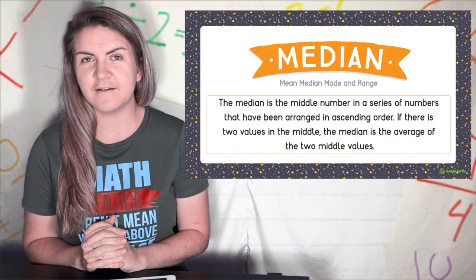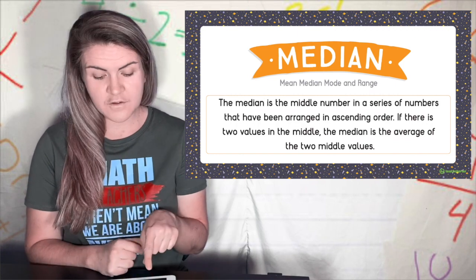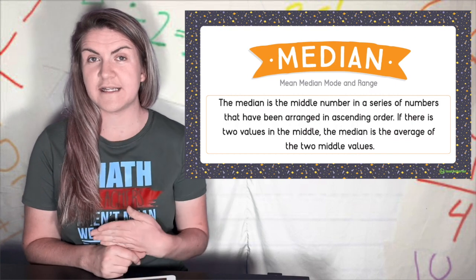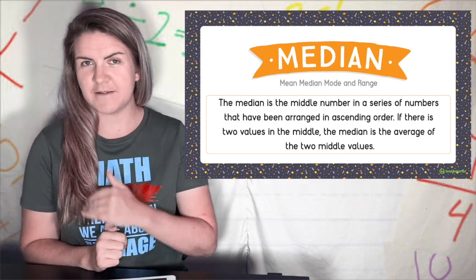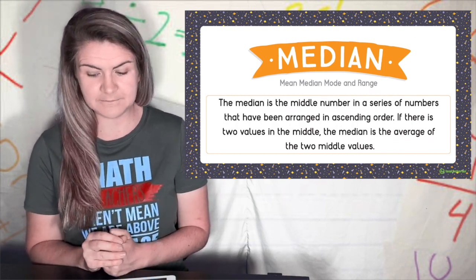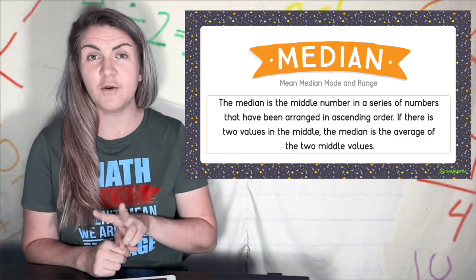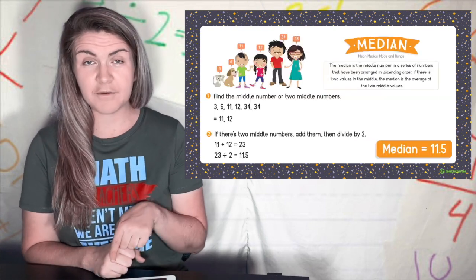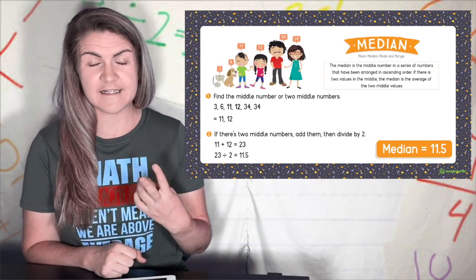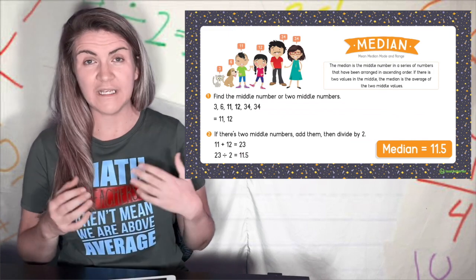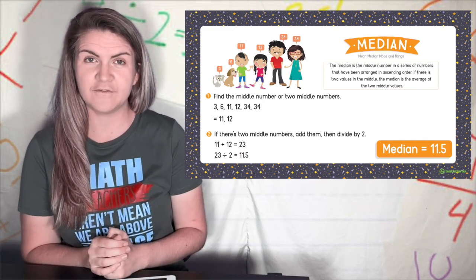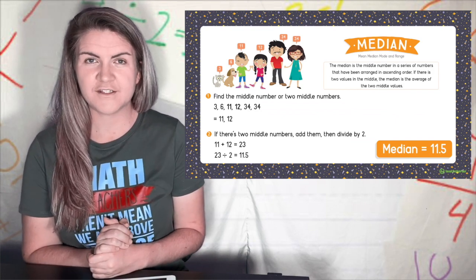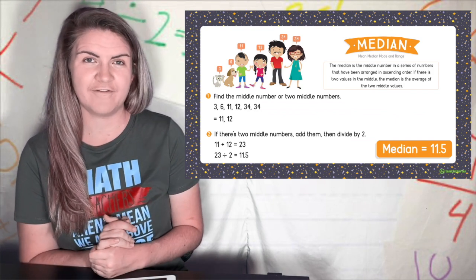Thirdly, we have the median, which is the middle number. So the median is the middle number in a series of numbers that have been arranged in ascending order. You need to make sure the numbers are smallest to biggest before you find the middle. If there are 2 numbers in the middle, we find the average or the middle of those 2 numbers. If I put the ages of this family in order, I can see that the middle numbers are 11 and 12. I have to find halfway between 11 and 12, so I add them together and divide by 2, which is 11.5. So the median for these ages is 11.5.